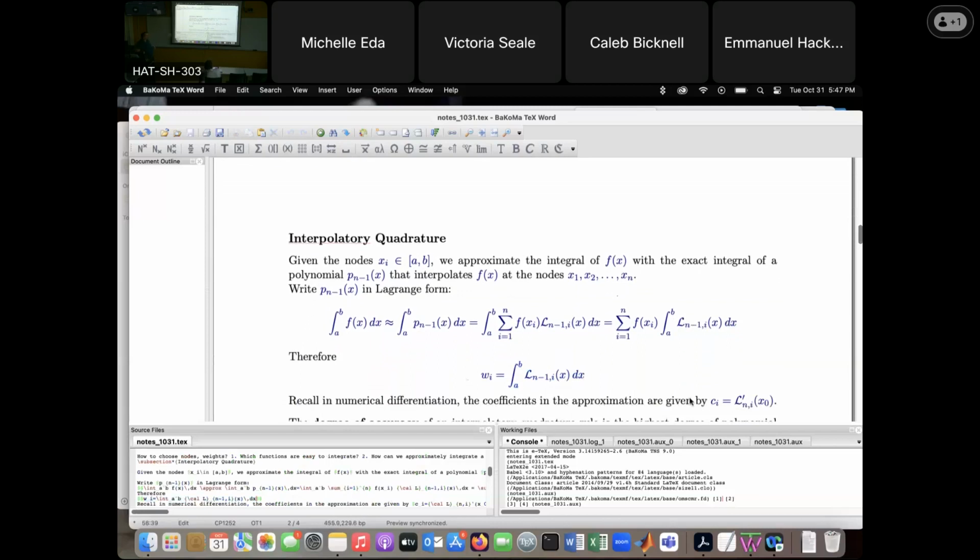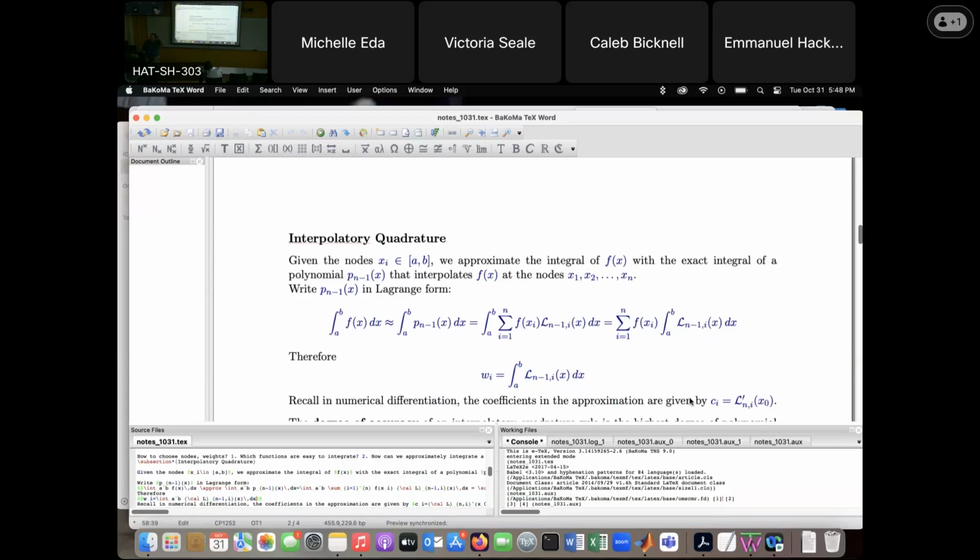Questions so far about interpolatory quadrature? Yes. Do we need to stick to Lagrange interpolation? You mean like Lagrange as opposed to other types of interpolation? I'm not sure if your question is about the form of the interpolants, like Lagrange versus Newton. Yes, I would say yes.